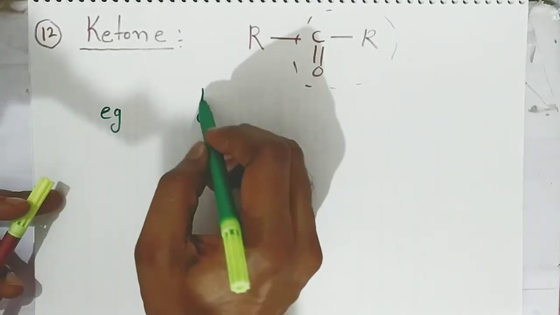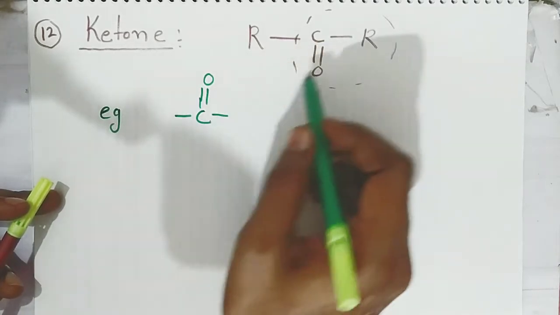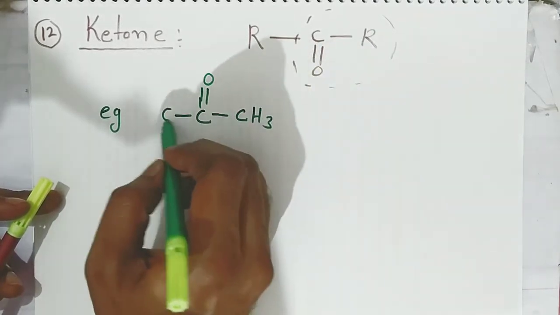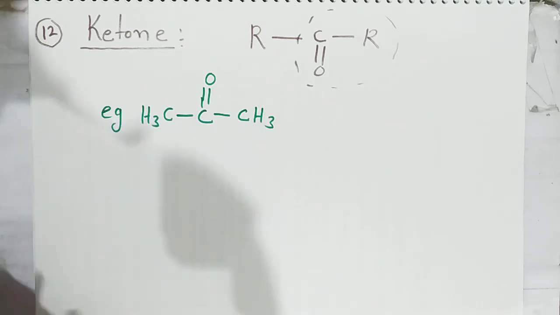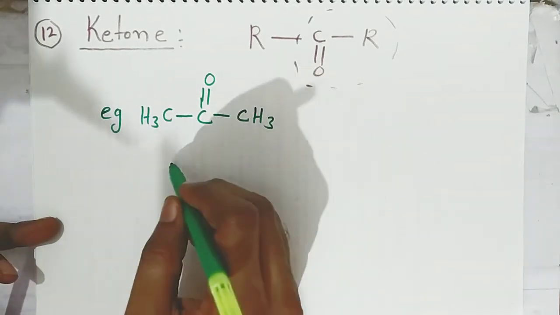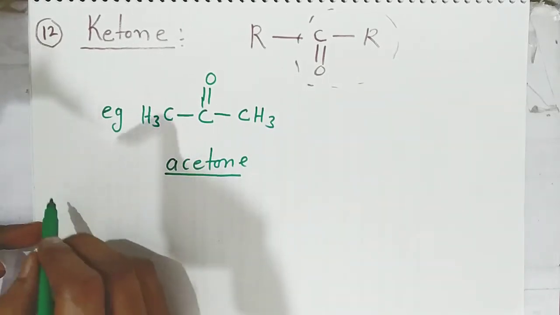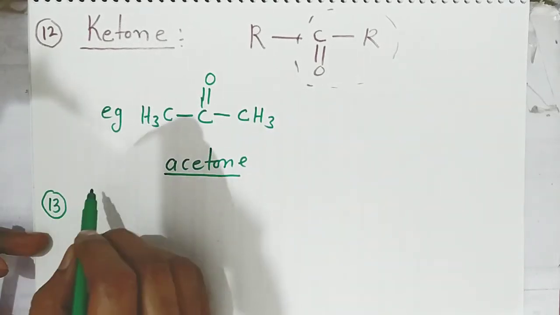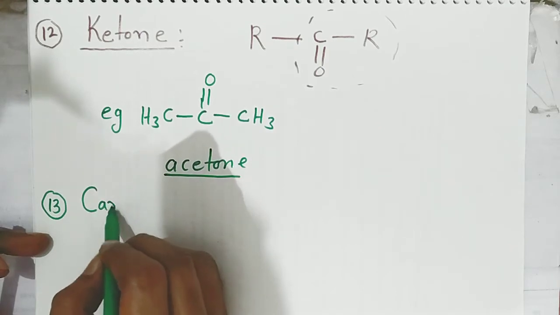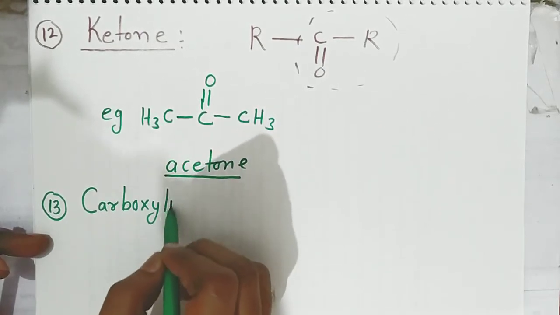Example, students, carbonyl is having both sides alkyl groups. Here methyl, and here I am also attaching methyl. This is the simplest example of ketone that we call, students, acetone. Now students, we will see the 13th functional group that we call carboxylic acid.